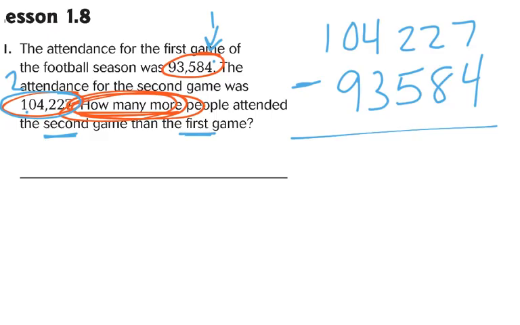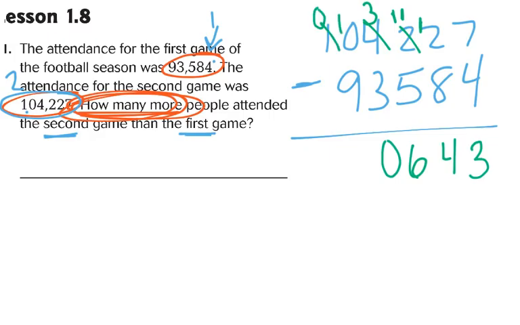7 minus 4 is 3. 2 minus 8, I can't do that. I need to borrow from my neighbor. My 2 becomes a 1, and my other 2 becomes a 12. 12 minus 8 is 4. 1 minus 5, can't do that. You've got to come over here and borrow from my neighbor. That becomes a 3, and that becomes an 11. 11 minus 5 is 6. 3 minus 3 is 0. 0 minus 9, can't do that. 10 minus 9 is 1. So, how many more people attended the second game than the first game? 10,643 more people.